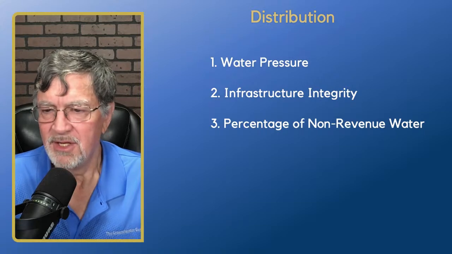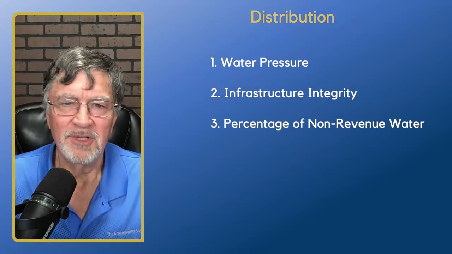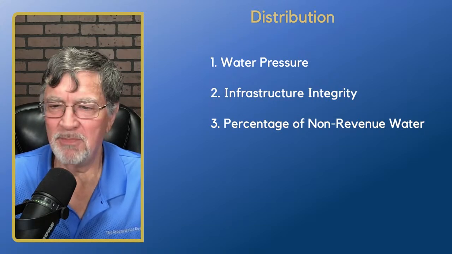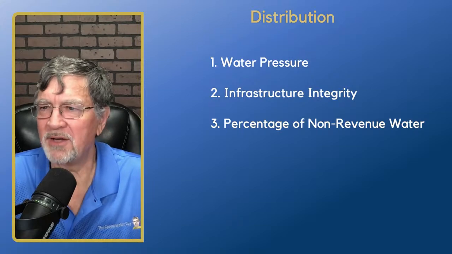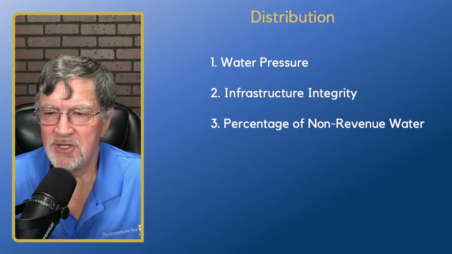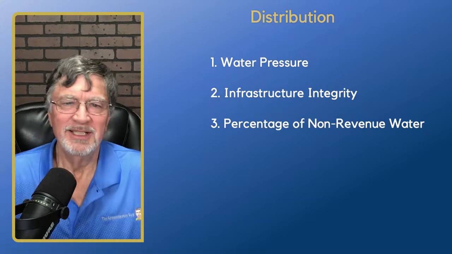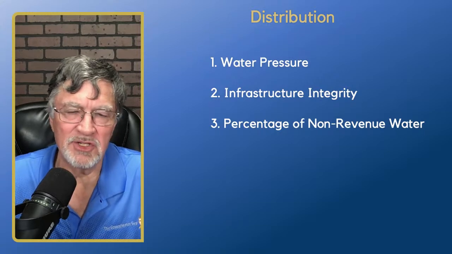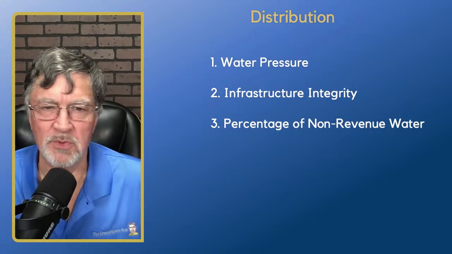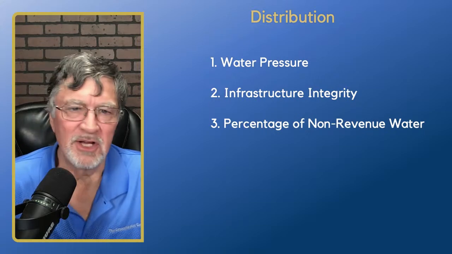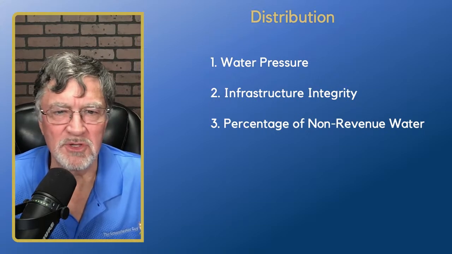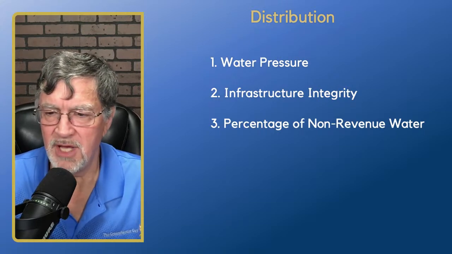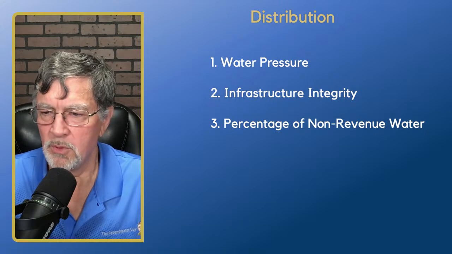Infrastructure integrity. So that gets into our main breaks per 100 miles of pipe. So that's one way to do that. And the percentage of non-revenue water, i.e. leaks. So leak detection is a huge deal, and it steals revenue from the system. As we've talked about in previous shows, it does steal revenue from the system. So we really want to make sure that we're tracking those leaks. So that's something that we really want to look at.